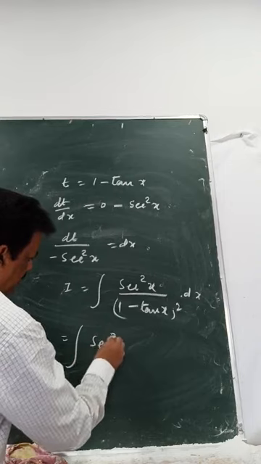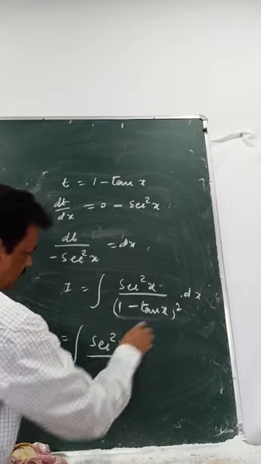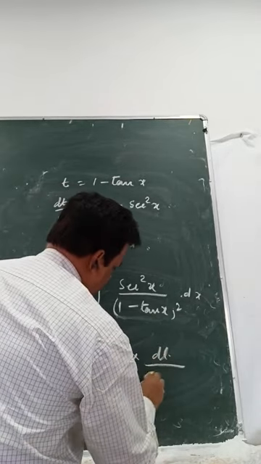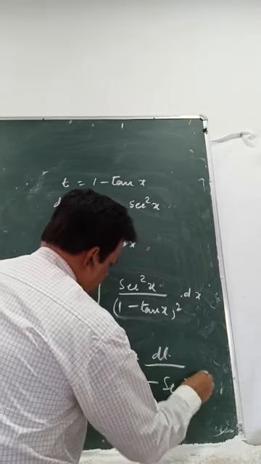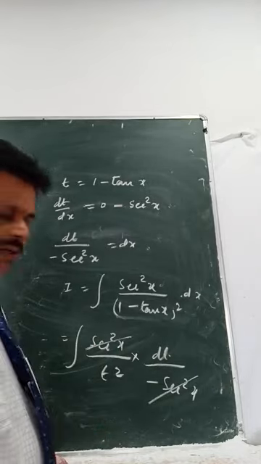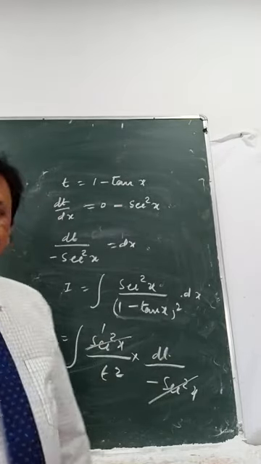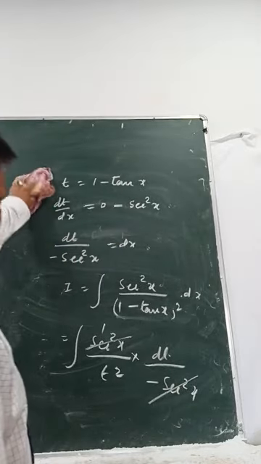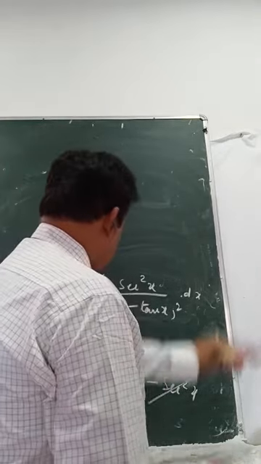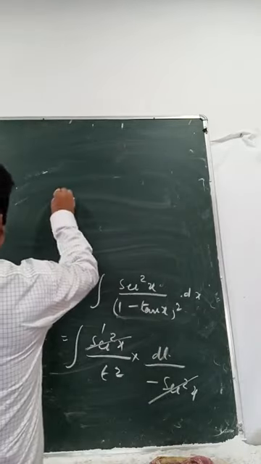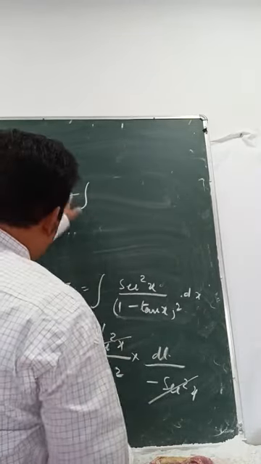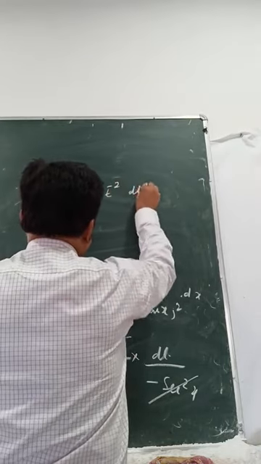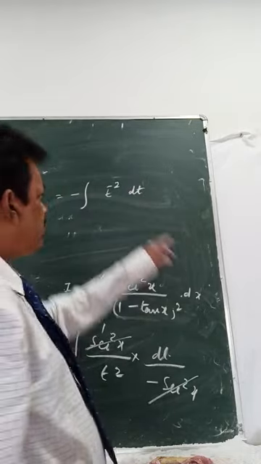Sec square x, this is t, so t square into dt by minus sec square x. So this gets cancelled. Now it becomes 1 by t square. How to integrate 1 by t square? There is no direct formula. So what I have to do? I will use another formula here. This minus I have taken here. 1 by t square is t to the power minus 2 dt.